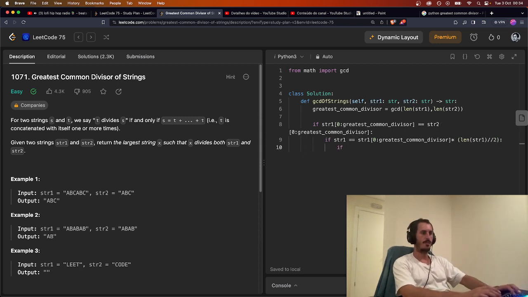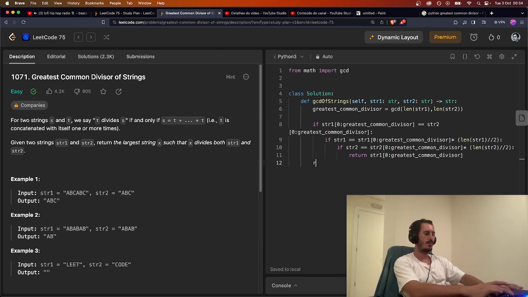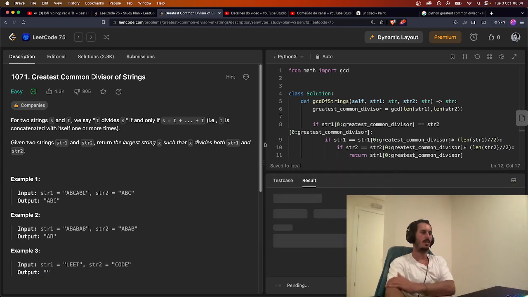Also, then we do the same thing for string 2. String 2 equals string 2 times its length divided by the greatest common divisor. Okay, same thing, and if so, we return string 1 from 0 all the way to the greatest common divisor. And if nothing checks out, they say we should return an empty string. So let's just submit.